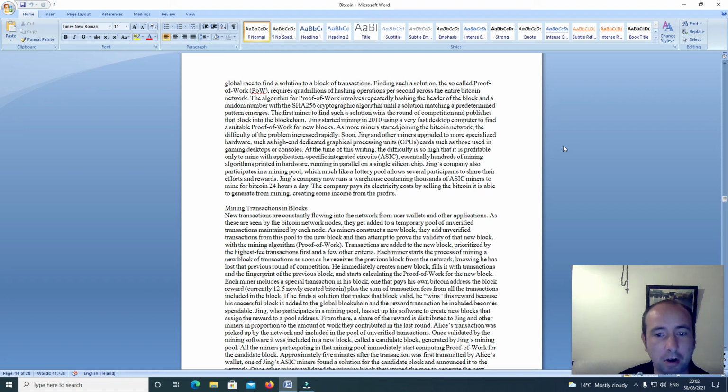Soon, Jing and other miners upgraded to more specialized hardware, such as high-end dedicated graphics processing units, GPUs, such as those used in gaming desktops and consoles. At the time of this writing, the difficulty is so high that it is profitable only to mine with application-specific integrated circuits, ASIC, essentially hundreds of mining algorithms printed in hardware running in parallel on a single silicon chip.